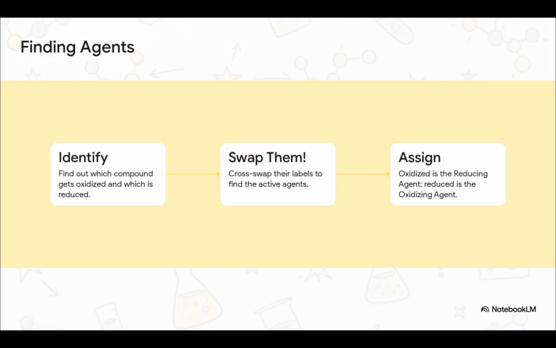First, write down the compound that gets oxidized and the one that gets reduced. Then, simply cross-swap their labels. The substance that gets oxidized is acting as the reducing agent, and the substance that gets reduced is acting as your oxidizing agent. Just swap them and you will get the right answer every single time.